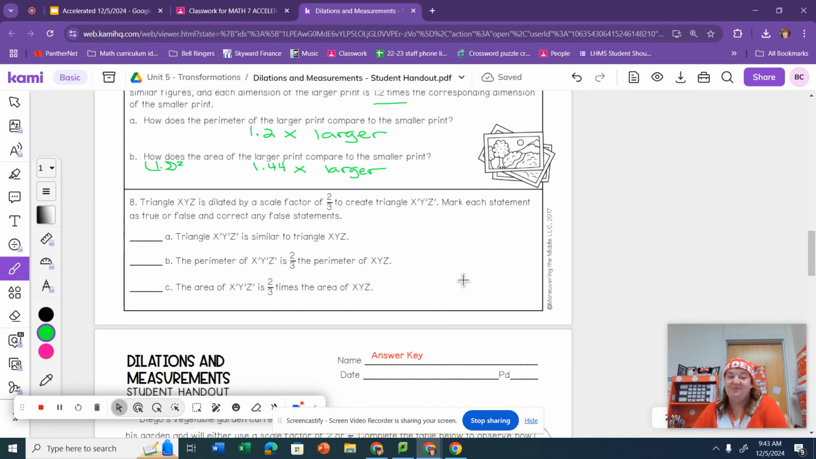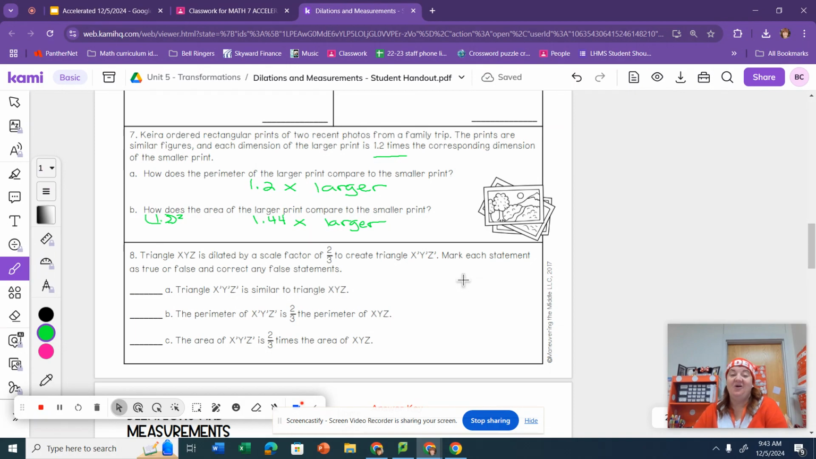Okay, let's have you do number 8 on your own. You're just putting if it's true or false. When you are done, you have the independent practice to do. Thank you.